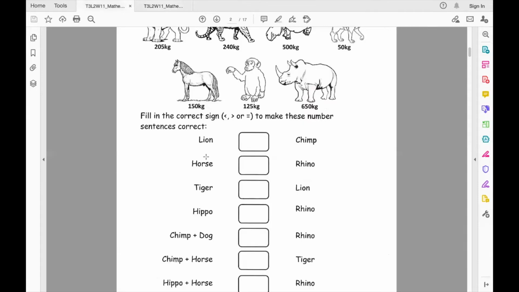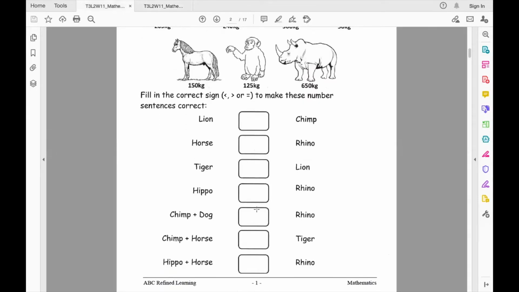Now, can I get you guys to quickly try the other questions here? Pause the video and have a try. Then after you pause the video and have a try, we're going to go through the answers for all of them together, just to see how you went and to fix up any mistakes that you might have made.